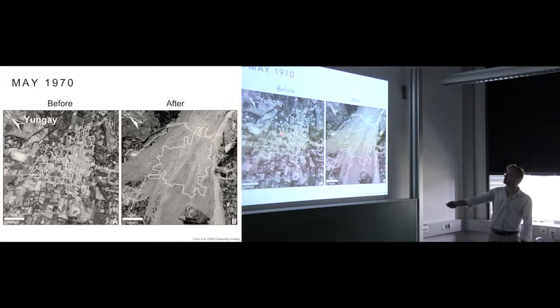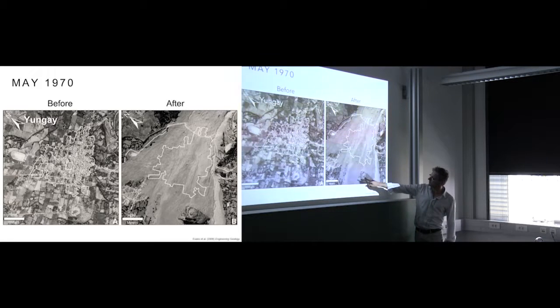This is a historic photo of Yungay before, and this is a historic photo of Yungay after the event. If you Google this up again on the digital globe, you can see now it looks pretty much like this again. You won't see much trace of this alluvion, as it's called. And you can see only a few buildings really survived this particular massive debris flow.